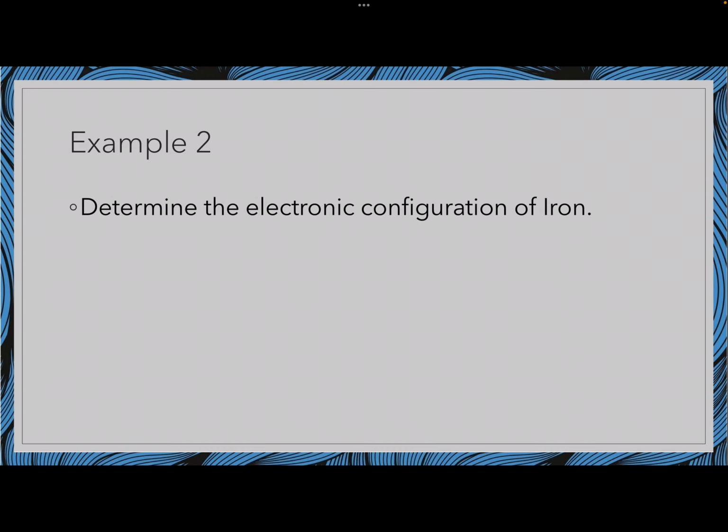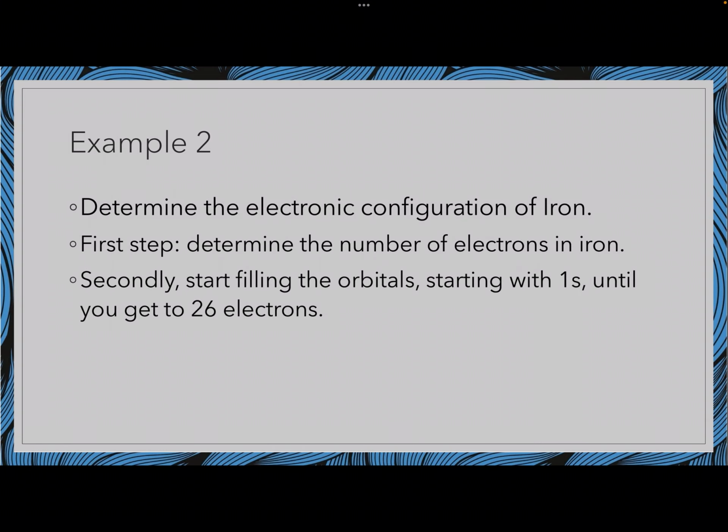So again, it's a neutral atom, so we don't have to change the number of electrons. There's none lost, none gained. So it's neutral iron. It's got 26 electrons, so we have to start filling them up. Okay. We start with 1s until we get to 26.